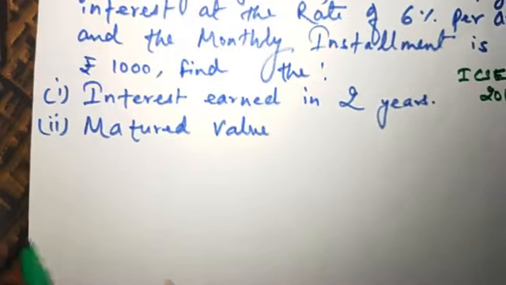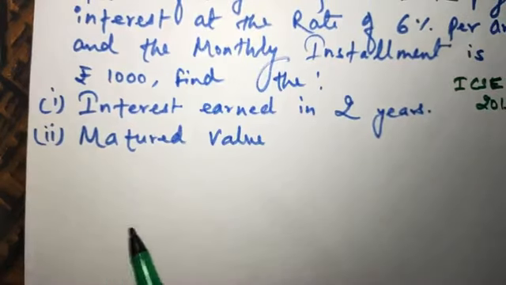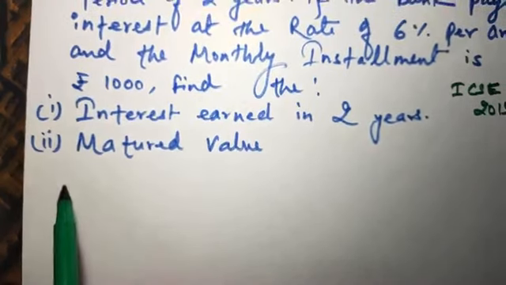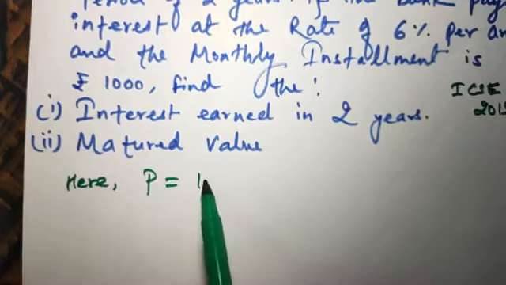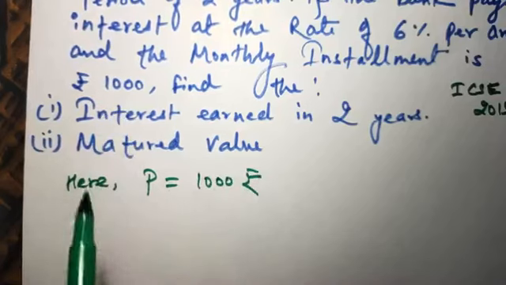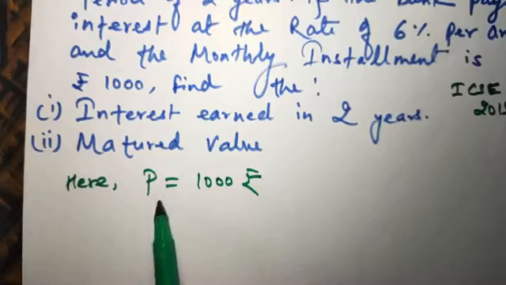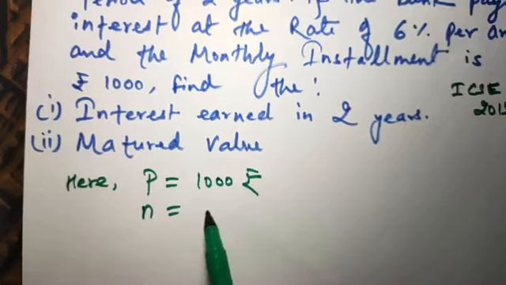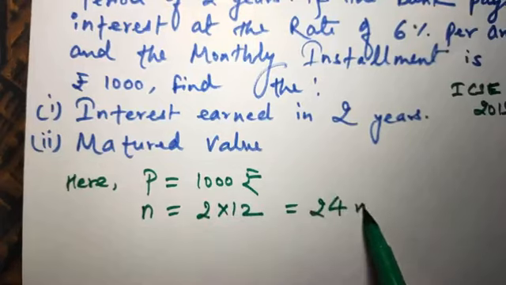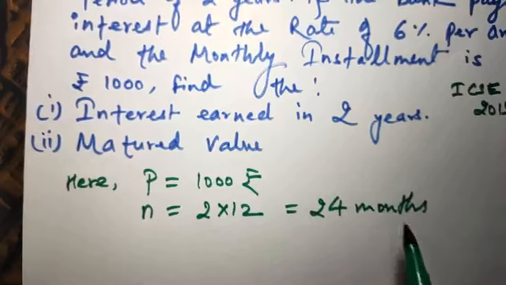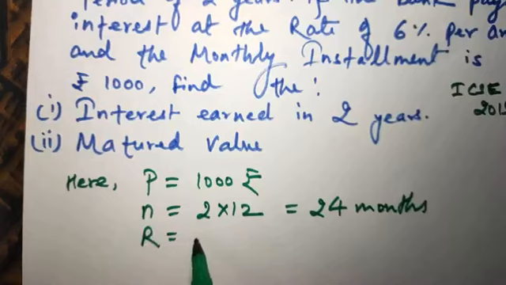Let's start the solution. So here first write the given data. P is provided to you, that is rupees 1000, right? Time period is 2 years, but we have to write N. So N here represents number of months. In 2 years, to find the number of months, we have to multiply 2 by 12. So here 24 months, total months equals 24, right? Now rate of interest is already given, 6% per annum.